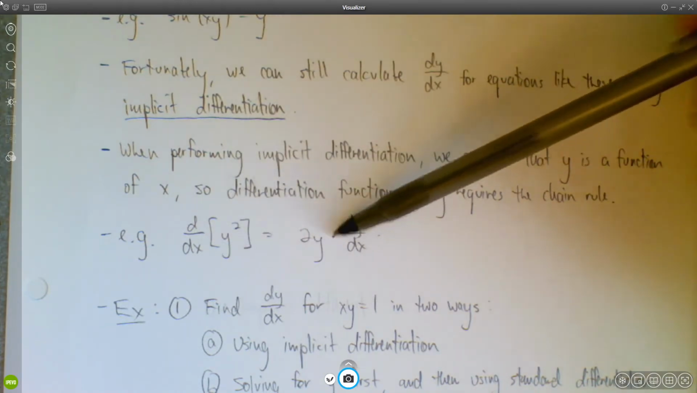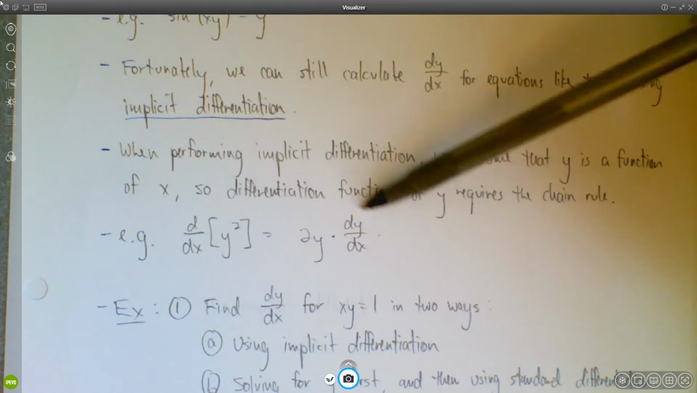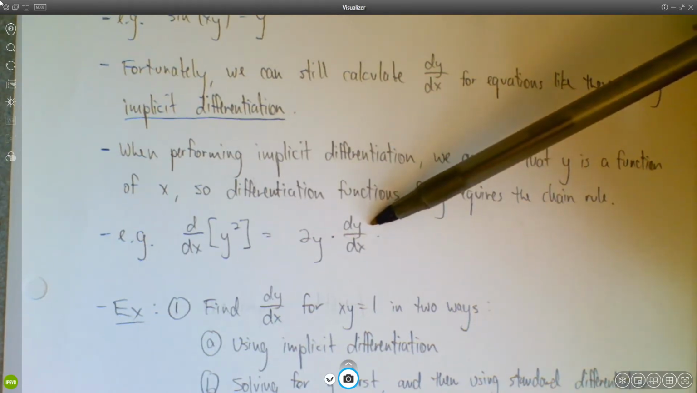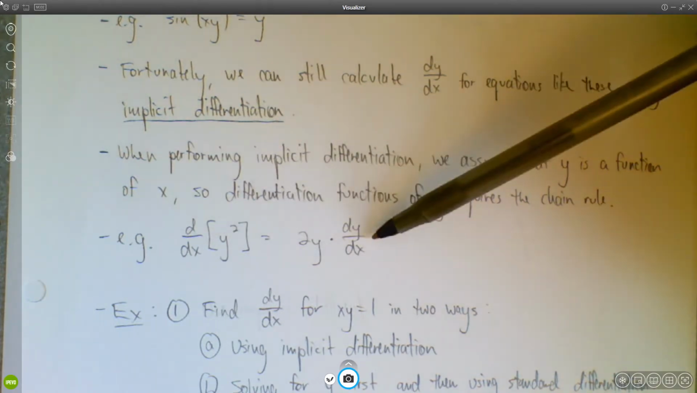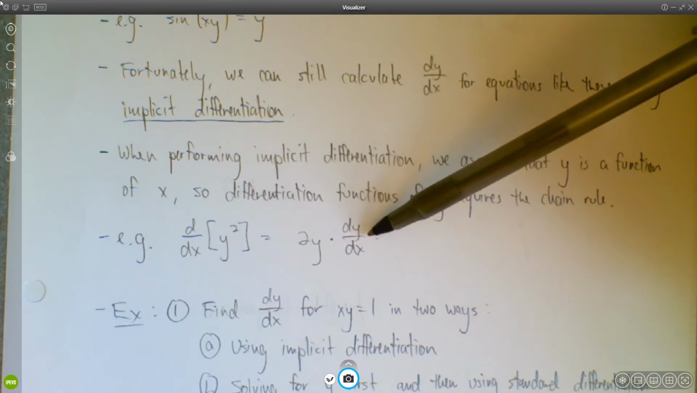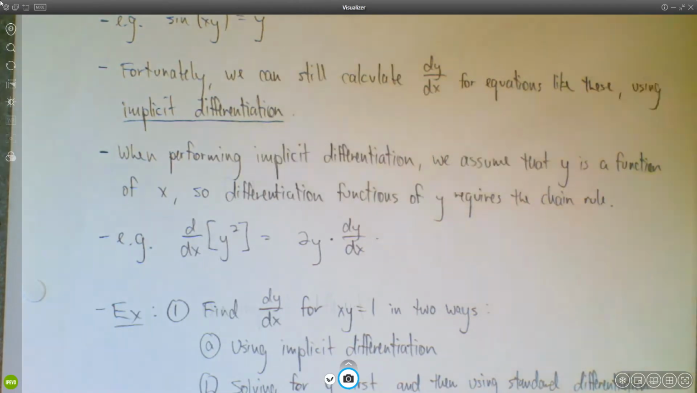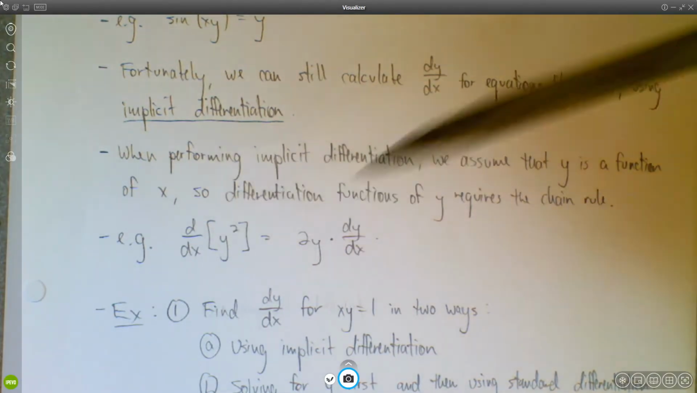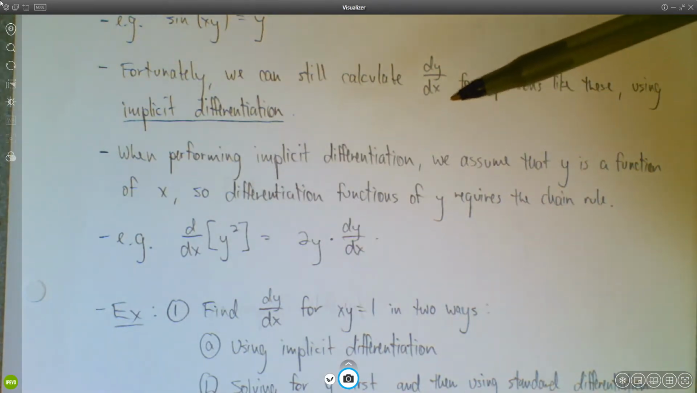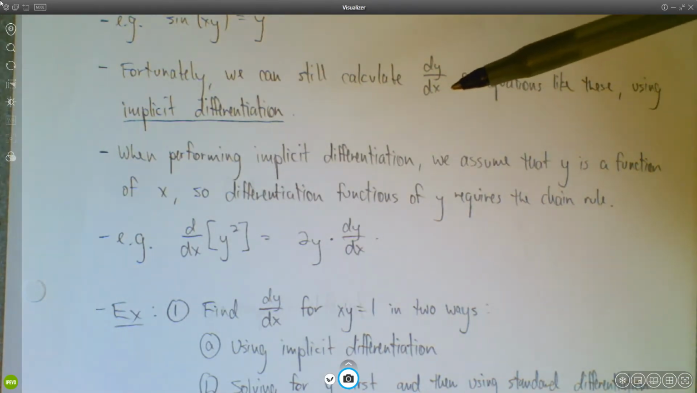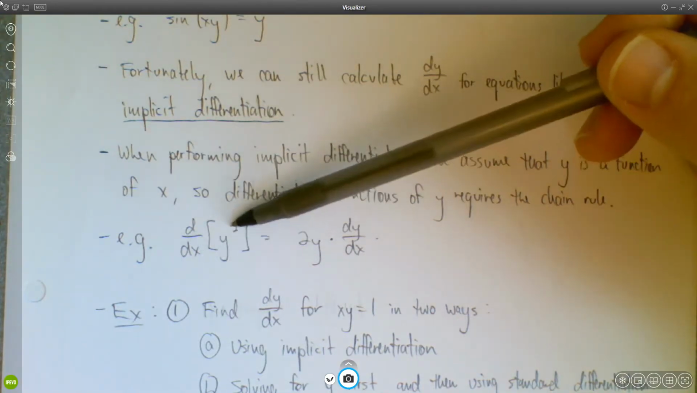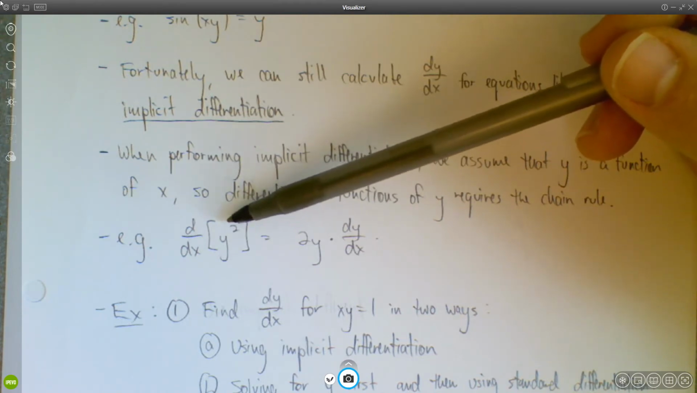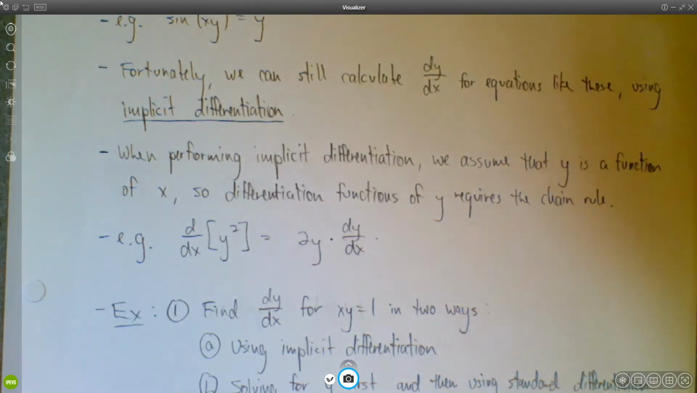So we do 2y times whatever dy dx is. We may not know it off the top of our head, and we may not know what y is as a function of x, but whatever it is, we multiply by dy dx. That's how we differentiate. This is called implicit differentiation. Basically, the moral of the story is whenever you're differentiating with respect to x, and you're differentiating some other variable that you're assuming can be expressed in terms of x, then you need to apply the chain rule to do that.